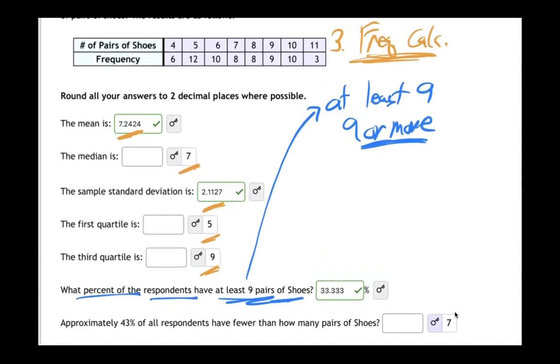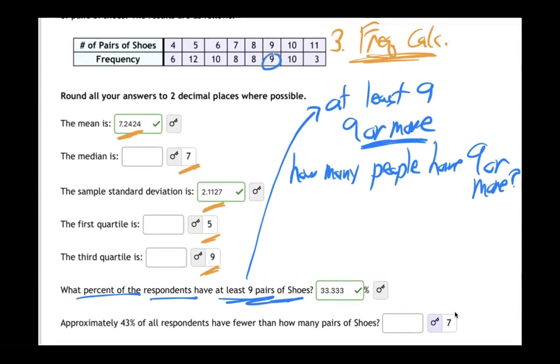So what is the number of people who have 9 or more, at least 9? Well, come up here. These 9 people, these 10 people, and these 3 people have 9 pairs of shoes, 10 pairs of shoes, 11 pairs of shoes. So 9 plus 10 plus 3 is 22. 22 people have 9 or more pairs of shoes.